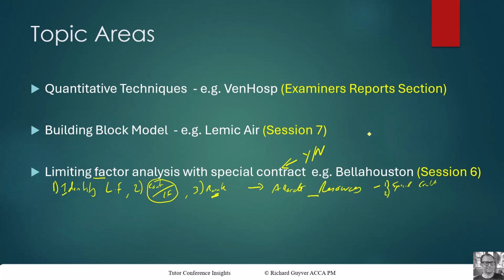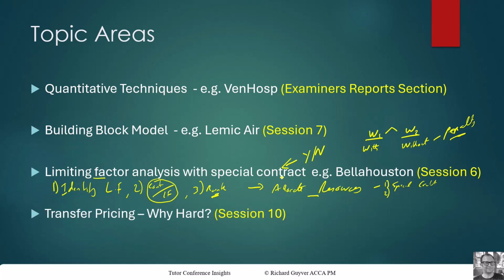And so what you need is a working to show what happens if you do fulfill the special contract, and a second working if you don't, if you default on it. There's often some sort of penalty, and you need to take that penalty into account when you look at the overall profit of the with and without models. So limiting factor analysis, make sure you understand the basics of it, and then look at what happens if there's a special contract. I think the examining team is quite keen to push students to understand that. As I say, Bella Houston is an example of a good one to practice on.